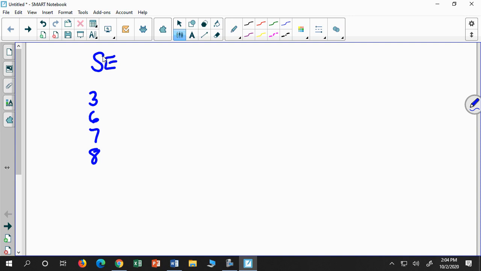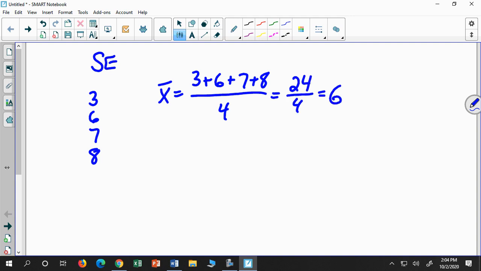There are a couple of steps that you have to take. You don't need to memorize the equations. I'll give you the equation for standard error, but you do need to know how to calculate the mean. I think you all know how to calculate the average of a set of values. So first, I would calculate the average, and that's going to be 3 plus 6 plus 7 plus 8, divided by 4. That's the number of values in the set. 9 plus 15 is 24. Divided by 4, that's equal to 6. That would be your first step, to calculate the average.